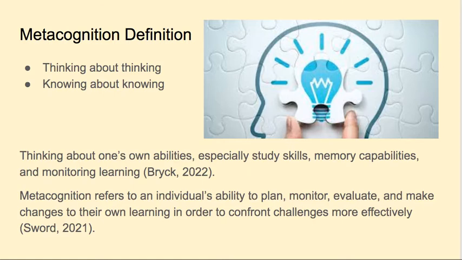So first of all, let's start with the definition of metacognition. Many people think of metacognition as thinking about thinking or knowing about knowing. We can also say it's thinking about one's own abilities, especially study skills, memory capabilities, and monitoring learning. Another definition would be metacognition refers to an individual's ability to plan, monitor, evaluate, and make changes to their own learning in order to confront challenges more effectively. And this can be applied to both our students in the classroom or as adults who want to learn a new skill or hobby or improve in some area of our life.